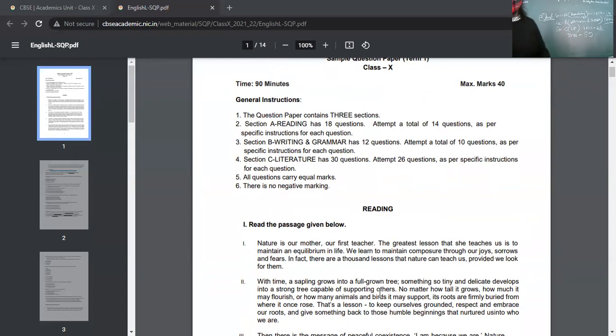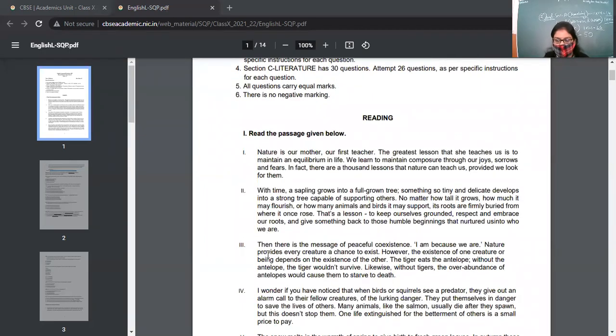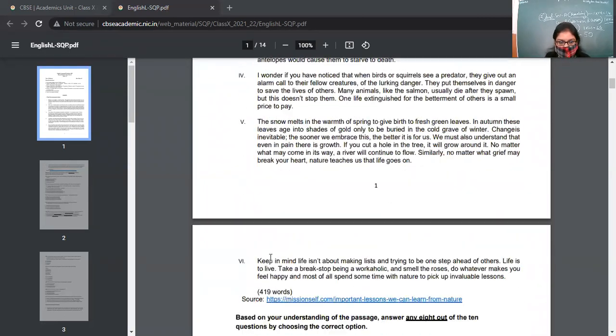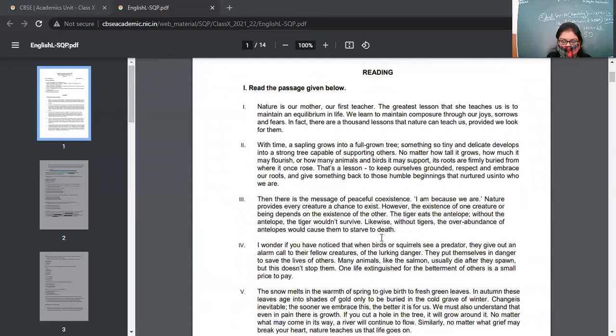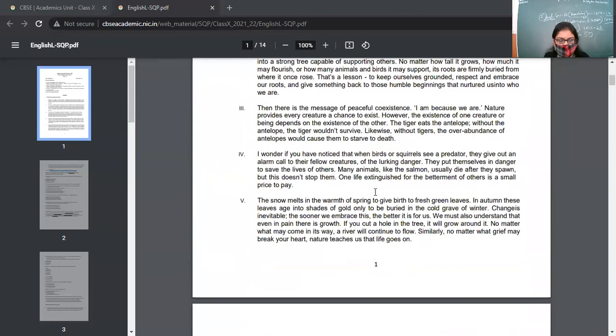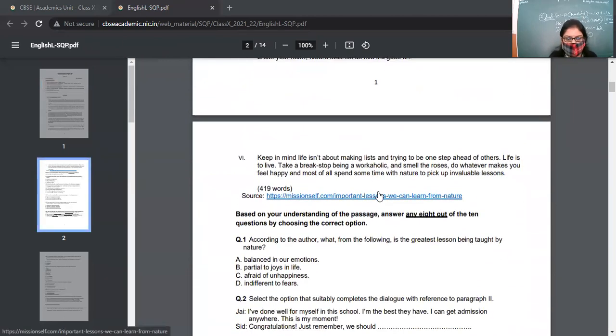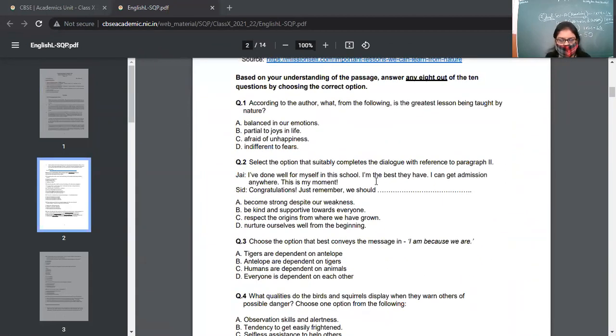Now the kind of questions you can see on the screen, but I'm not going to solve it. Everybody, we have already shared the PDF with you in the WhatsApp group. You can take the printout or you can solve. Fine, for your practice. Ye aapke upar hai. Now see, there are six paragraphs in the first passage based on nature. Nature is our mother, our first teacher, the lessons taught by nature and all. Fine. So after that, based on your understanding, answer the 8 questions.